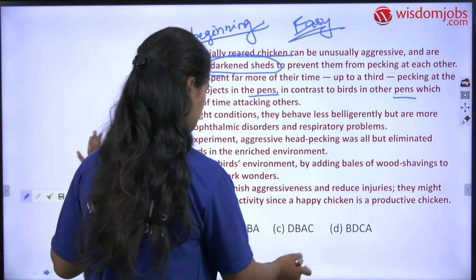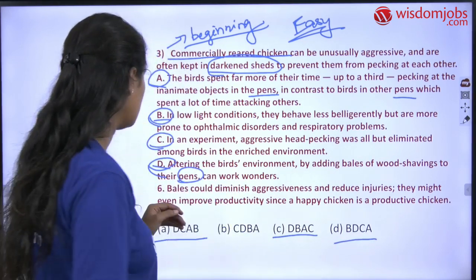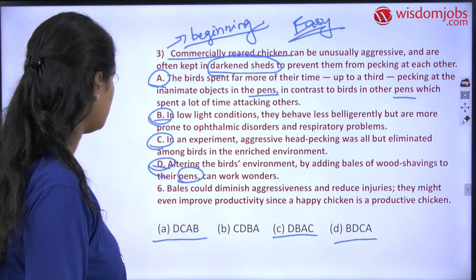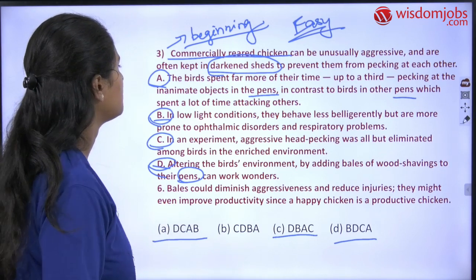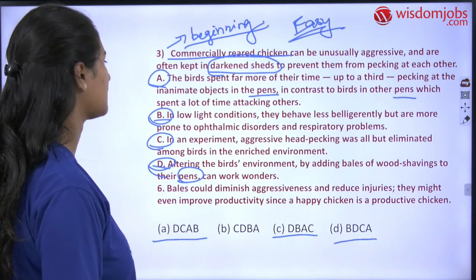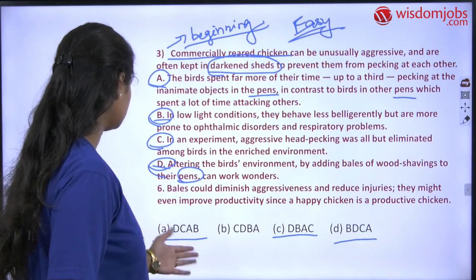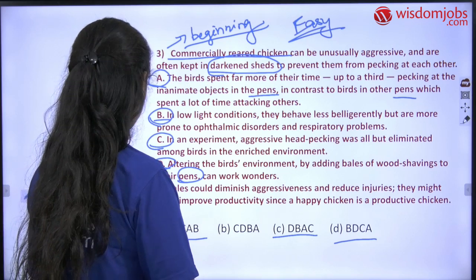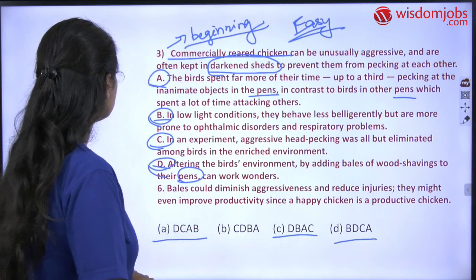Here there are two options. C option is there, D option is there, A option is there. Where first D has come or B has come. Now, let us check with DCAB, which is the first option. Commercially reared chicken can be unusually aggressive and are often kept in darkened sheds to prevent them from pecking at each other. Then it comes as the D option. Let us take the first option.